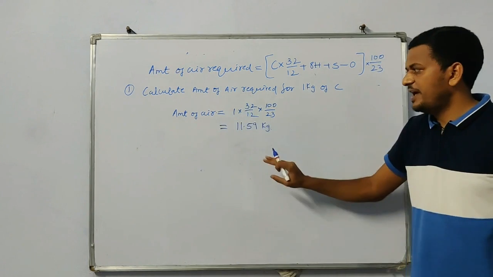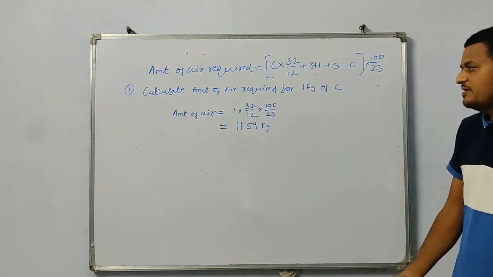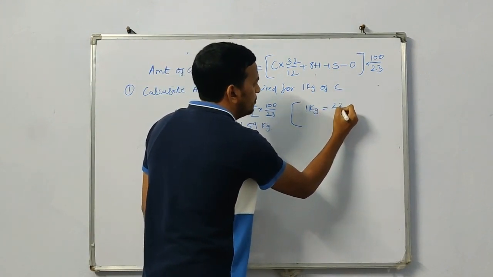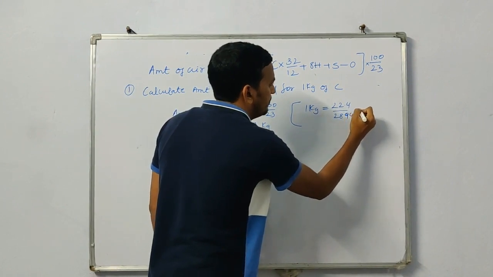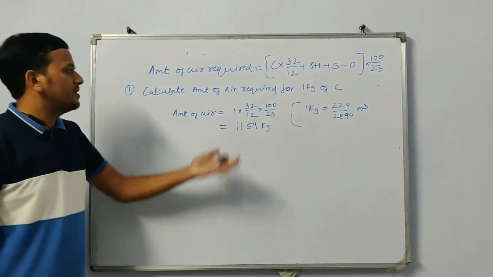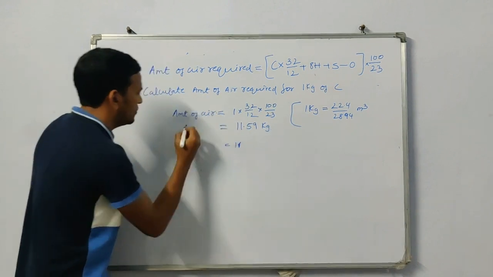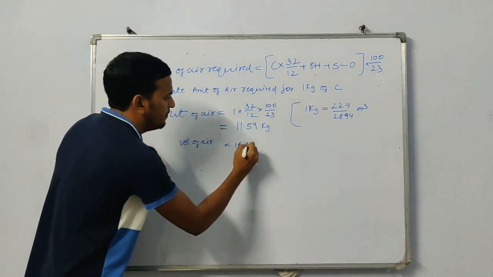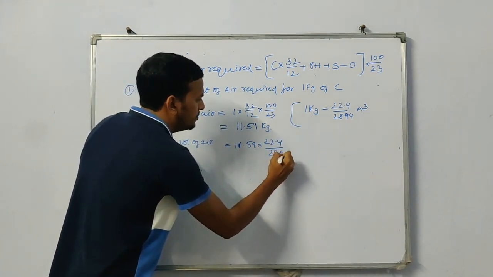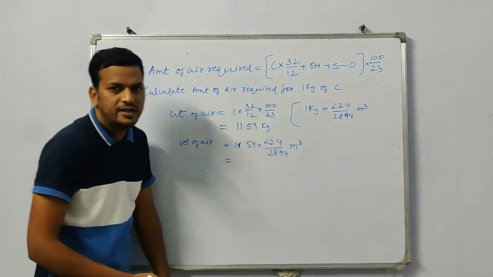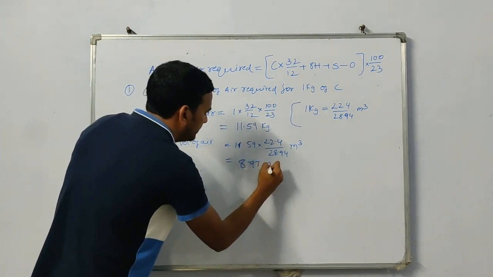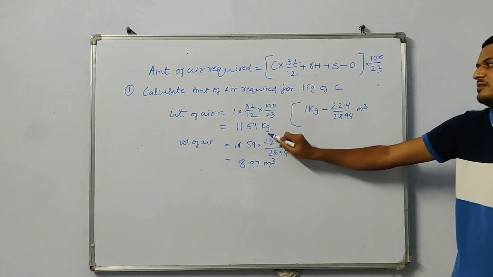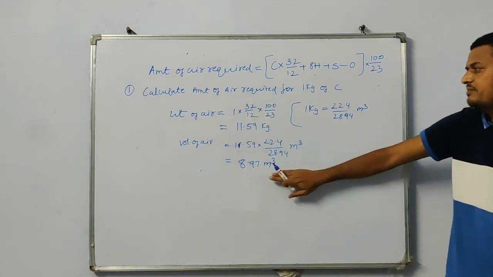After getting the weight of air in kgs, I need to convert this weight into volume. I just said 1 kg of air equals 22.4/28.94 meter cube. So here instead of amount I will write weight of air, and here volume of air. Volume of air equals 11.59 into 22.4/28.94 meter cube, which is roughly 8.97 meter cube. This way we are converting weight of air into volume of air: 11.59 kg by mass and 8.97 meter cube by volume.